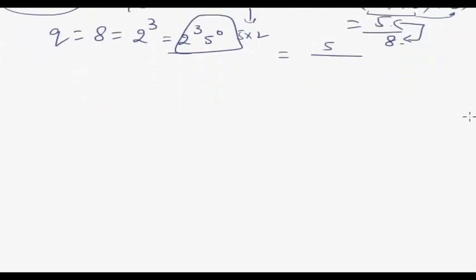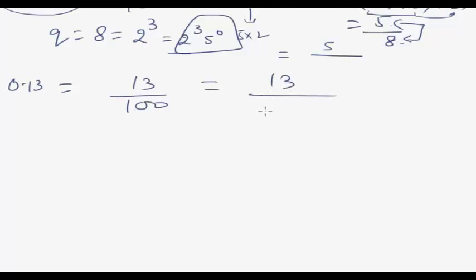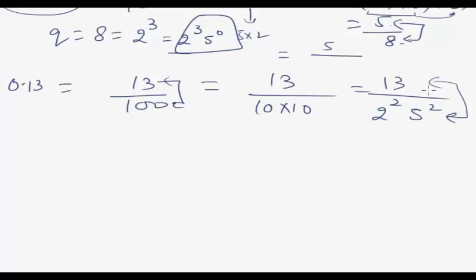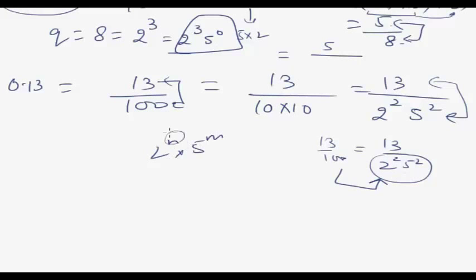We can have some more examples like 0.13, which is 13 over 100, or simply 13 over 10 into 10, that is 13 over 2 raised to power 2 into 5 raised to power 2. Clearly 13 and 100 are coprimes, so 13 over 100, or 13 over 2 raised to power 2 into 5 raised to power 2, that is 100, can be expressed in this form 2 raised to power n, 5 raised to power m, where n and m, that is 2 and 2, are non-negative integers.